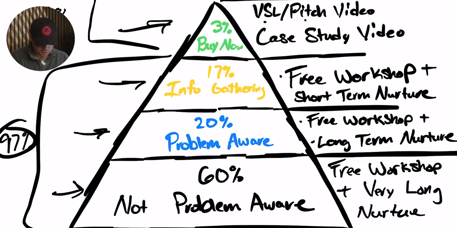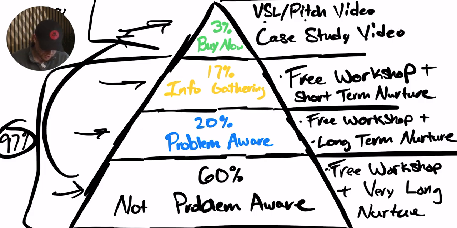And then the other 60% of people are going to be people who are not quite problem aware yet. Again, the free workshop is going to be a better bet for those types of people because they're not really problem aware. They don't have a lot of pain just yet. But when they get into the workshop and they go through your very long nurture sequence, typically 4 to 6 months, we start to build a pipeline of those people and we nurture them up into being the 3% up here. So hopefully that makes sense.